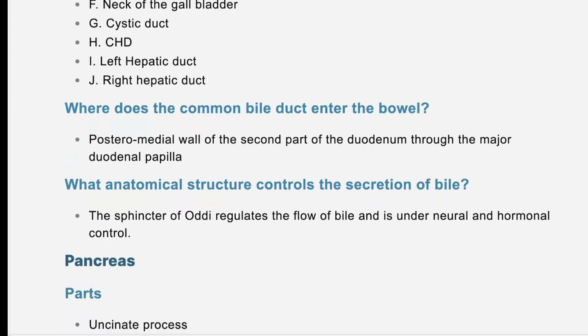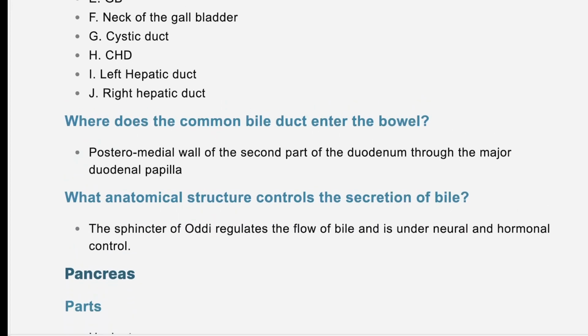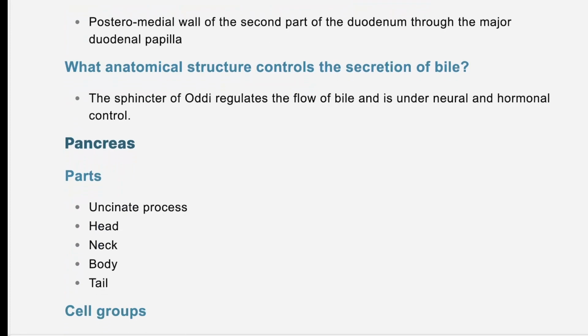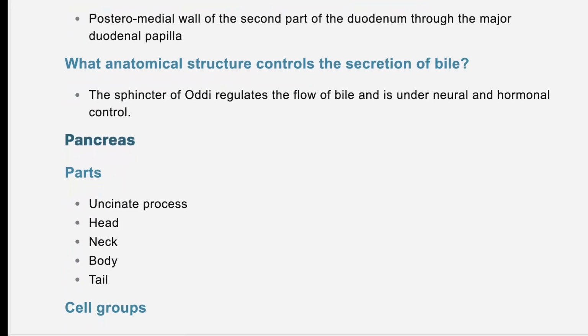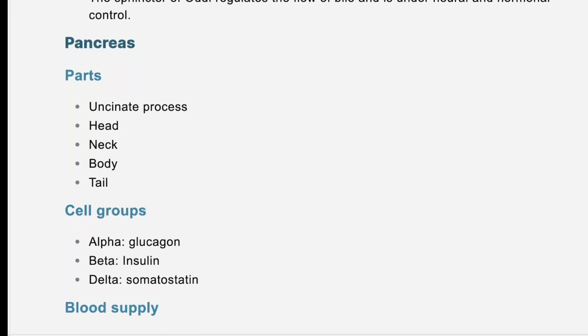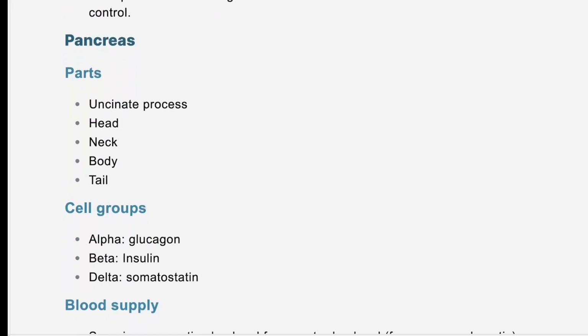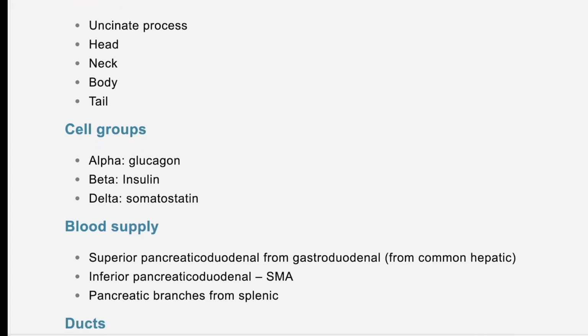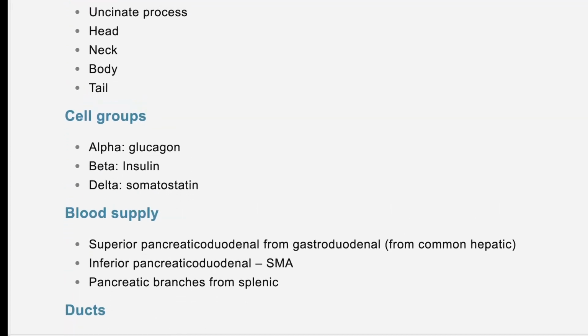The parts of the pancreas are the uncinate process, head, neck, body, and tail. The cell groups are alpha, beta, and delta, secreting glucagon, insulin, and somatostatin respectively. The blood supply of the pancreas comes from the superior and inferior pancreaticoduodenal arteries, and also from the splenic artery. The venous drainage follows the arteries and ends up in the splenic vein, superior mesenteric vein, and then the portal vein. For the ducts of the pancreas, we have two different ducts, the major and minor pancreatic ducts.